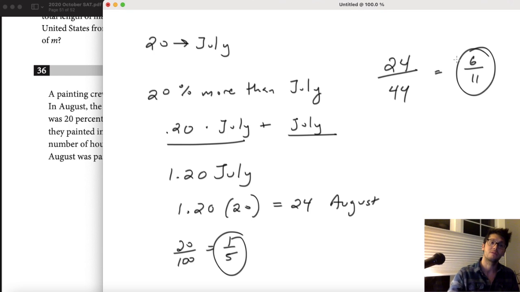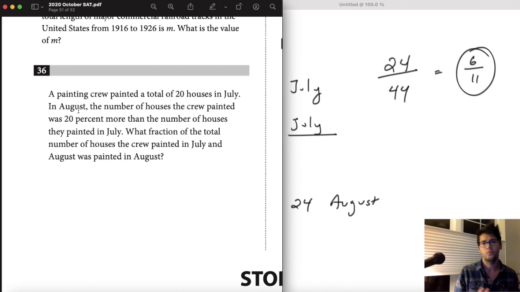And this one's built in with a eureka mistake because I was like, yay, I got it. It's 24. But there was one more part of that question, which is what fraction of the total were painted in August? So the total wasn't just July, it wasn't just August, it was both.